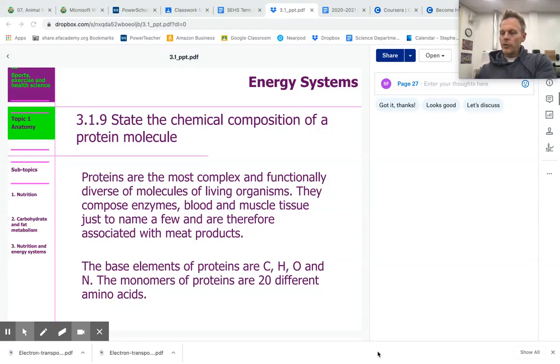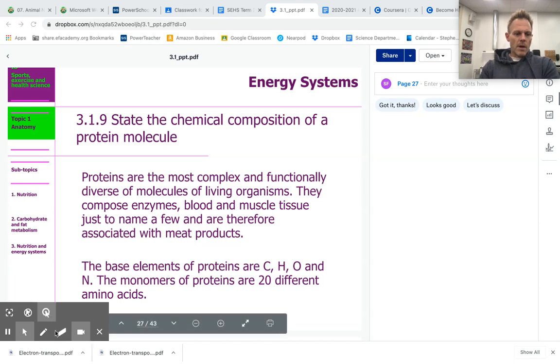Okay, we're moving on to proteins now in nutrition. So we talked about carbohydrates and we talked about lipids or fats, and now we're going to move to the other big group of molecules that make up our food. Before we do that, let's just review real quick.